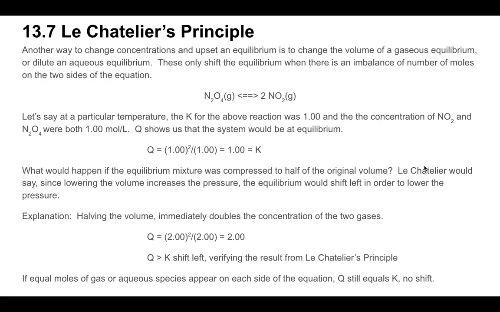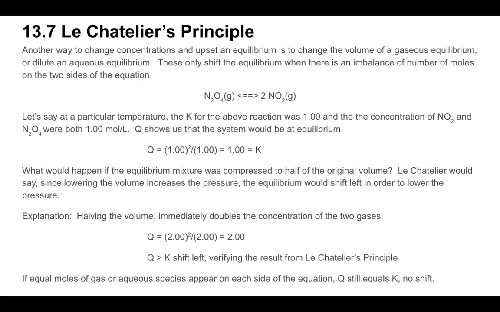Now, another way to change concentrations and upset an equilibrium would be to change the volume if you have gases, because changing volumes changes the moles per liter. Or if you have an aqueous equilibrium, you might dilute it. Now, it's important to recognize these are only going to shift your equilibrium if you have an imbalance of moles on the two sides of the equation.